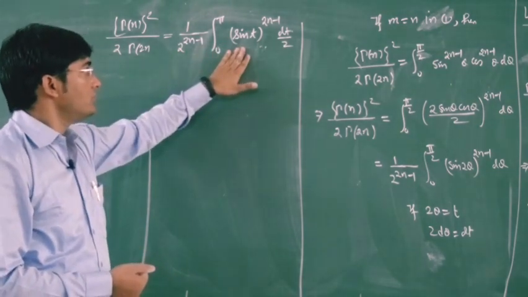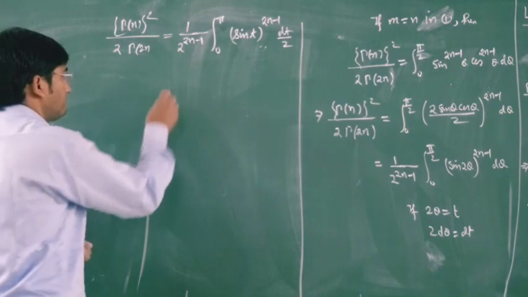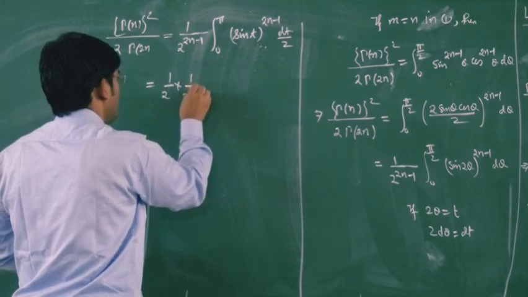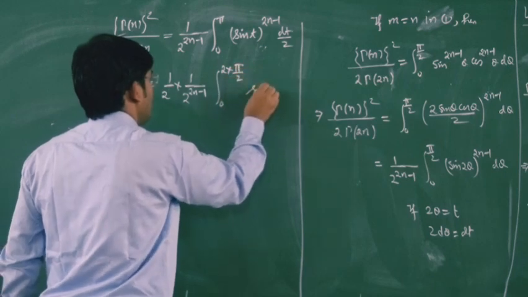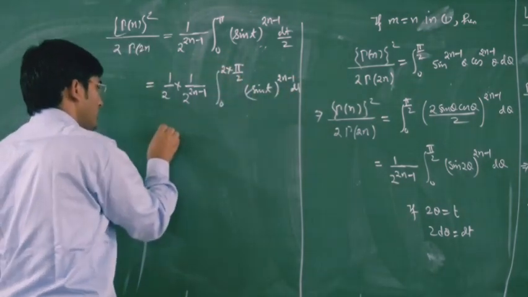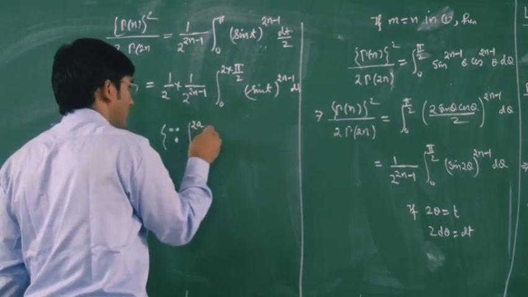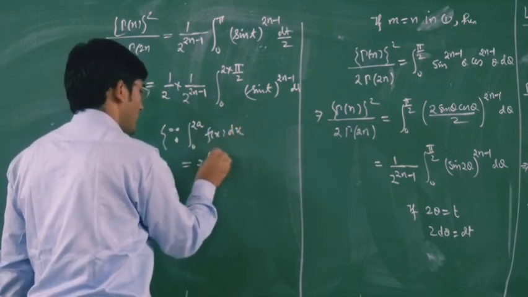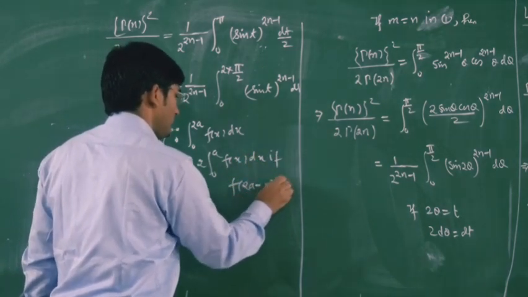Now let us change this upper limit to pi by 2. So if you take this 2 outside, then we will have 1 by 2 into 1 by 2 power 2n minus 1. Now this can be written as 2 times integral 0 to pi by 2 sine t power 2n minus 1 dt. Now we can take this 2 outside because of this definition. We know that the integral 0 to 2a f(x) dx is the same as 2 times integral 0 to a f(x) dx if f(2a minus x) is the same as f(x).